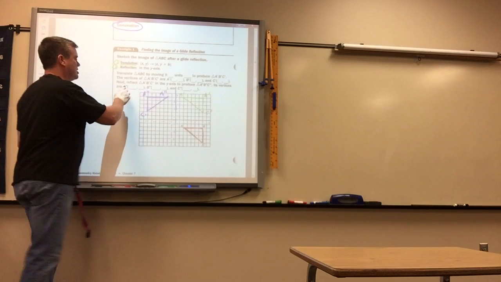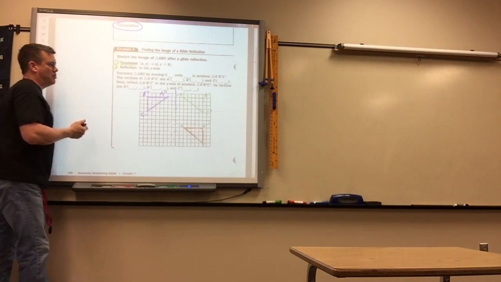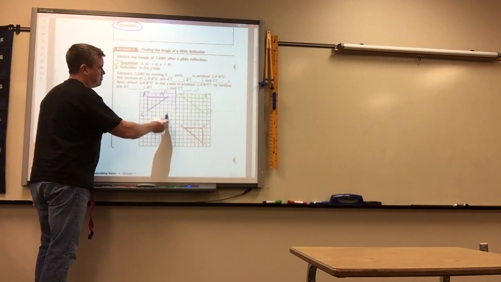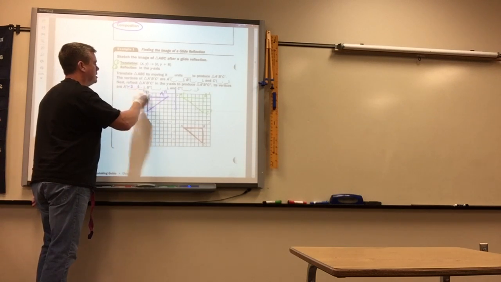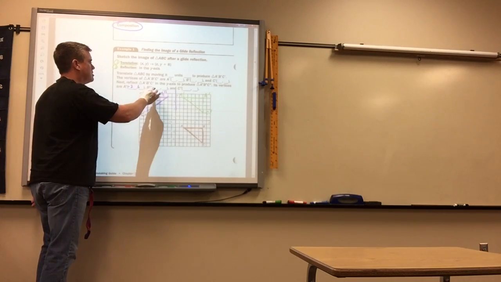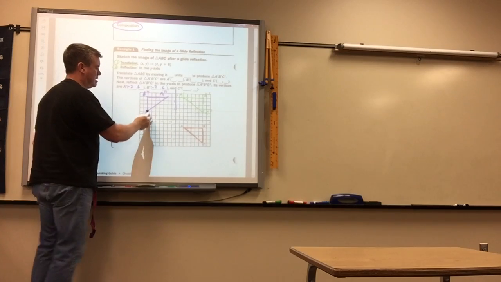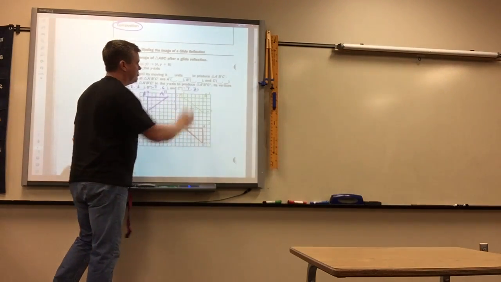So when you label these, you got to put the double prime. That's what they're going to ask for. So A double prime is left 2 up 6. B double prime is left 7 up 6. And C double prime is left 7 up 2. Okay?